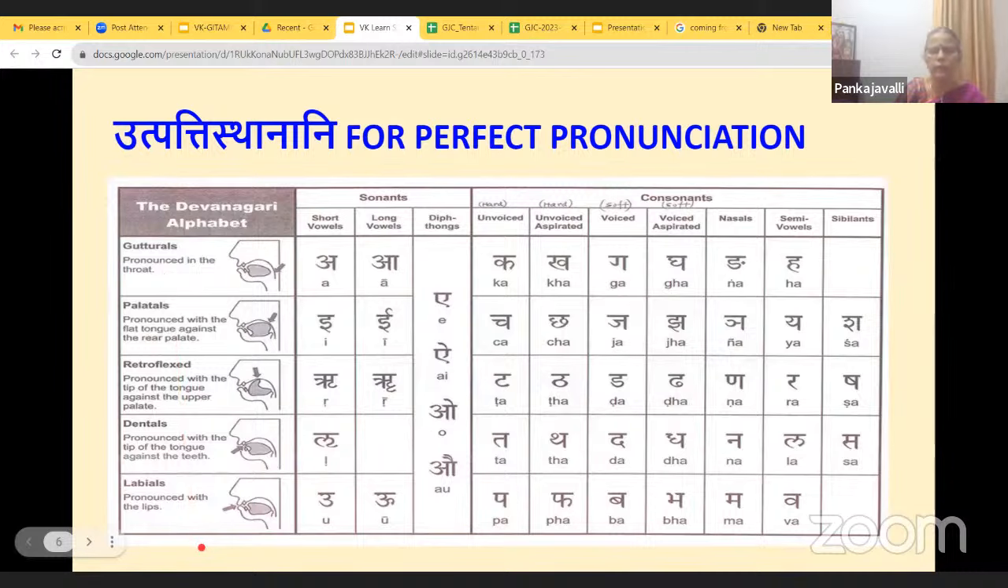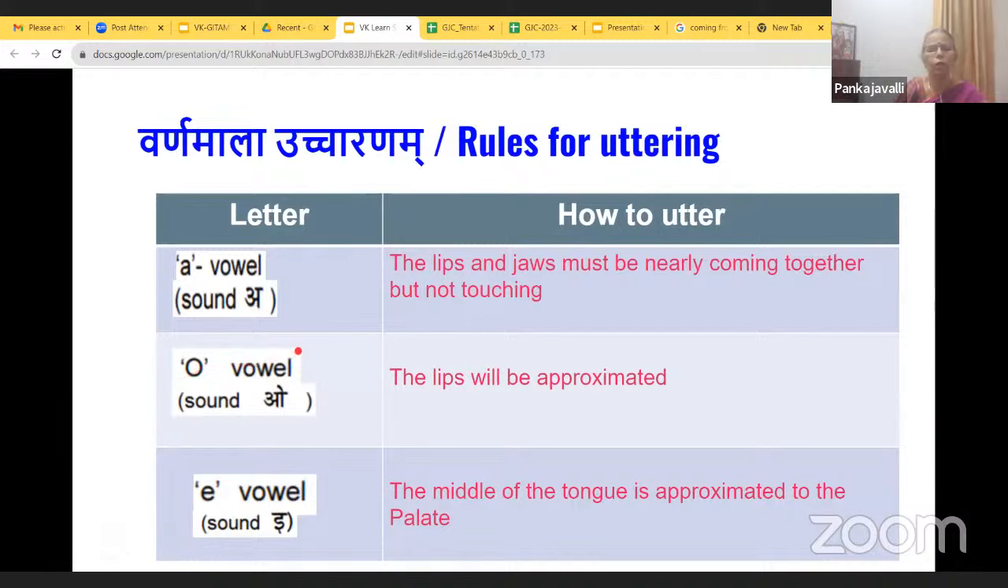Dhanyavadaha. So we'll go to the next slide. We know that for the vowel sound the lips and jaws must be nearly coming together. Now you understand better. When you say these, the lips come closer, they don't touch each other. But when you say O, the lips are approximate, you bring everything together in a round shape. That is O. E is from the talu, soft palate.